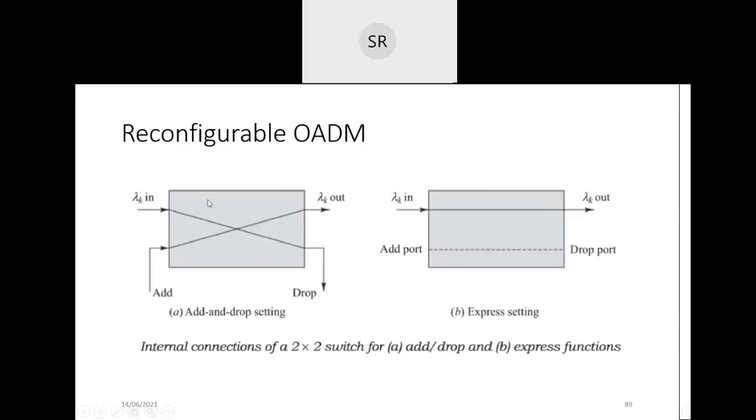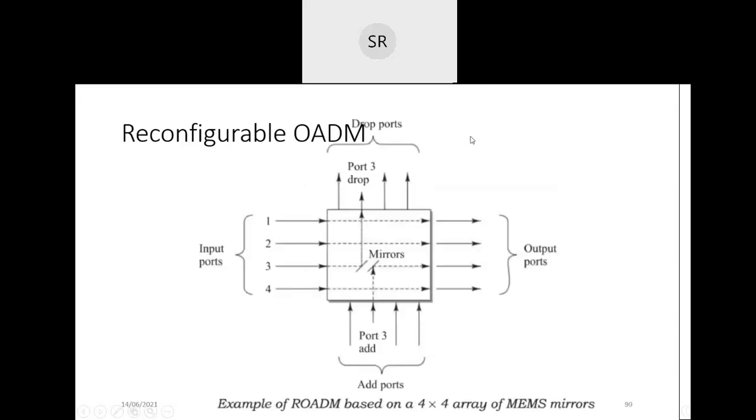How that switch is used: Lk in is adding, and Lk out is dropping that particular wavelength. This is the connection between the add and the drop. That is the add drop setting, and here is the express setting. We can use the add port and drop port for the given particular wavelength. So instead of a 2 by 2 switch, we can use a 4 by 4 array for the add drop ports. These are the add ports, we say.